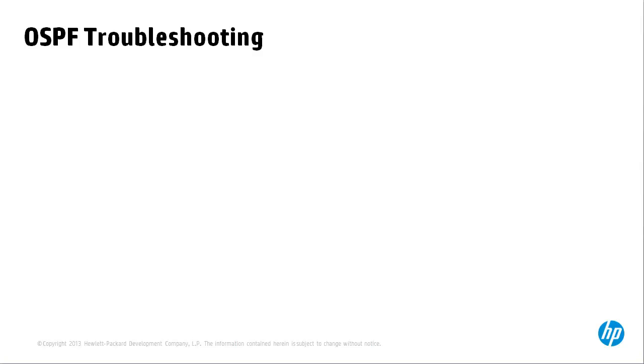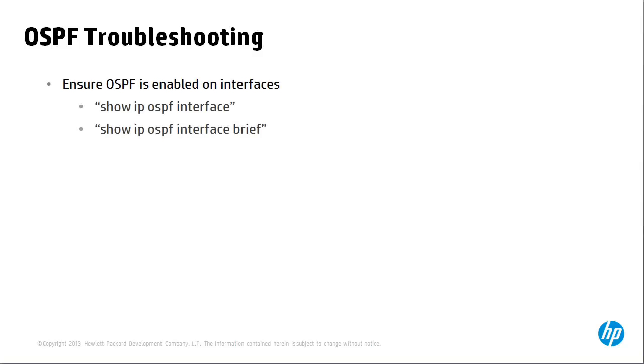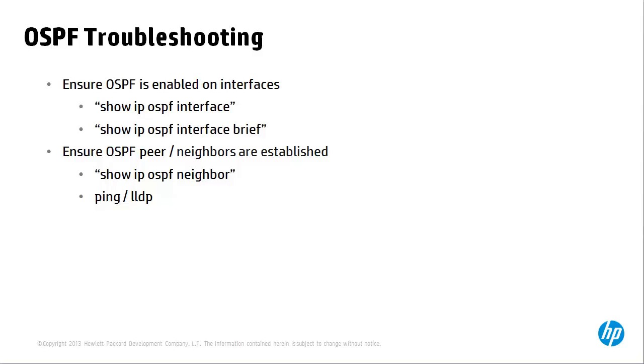Here are some useful show as well as debug commands to help with the troubleshooting of OSPF. In Part 2, we'll discuss these commands in more detail, but as an example, to ensure that OSPF is enabled on an interface, use the commands show IP OSPF interface or show IP OSPF interface brief. To ensure that OSPF peer or neighbor relationships are established, use commands such as show IP OSPF neighbor. You can also use ping and LLDP to check connectivity between neighbors.